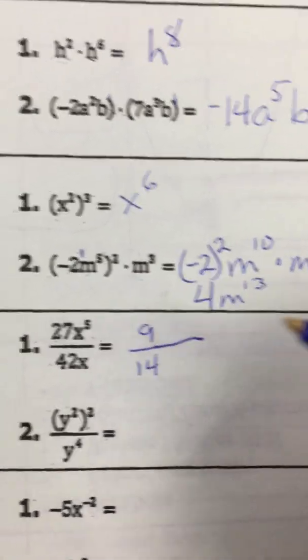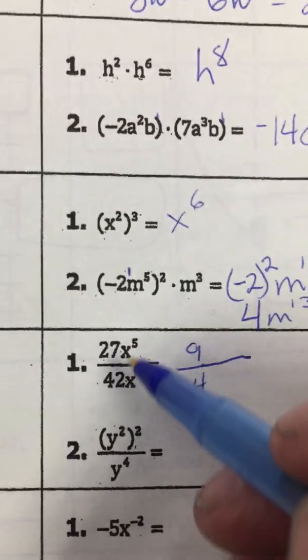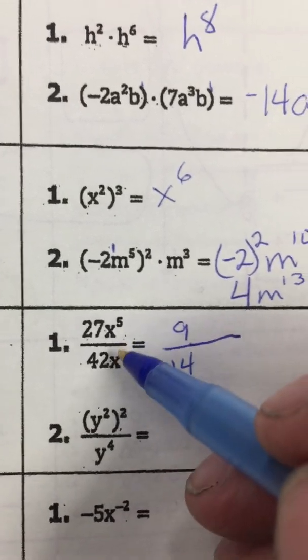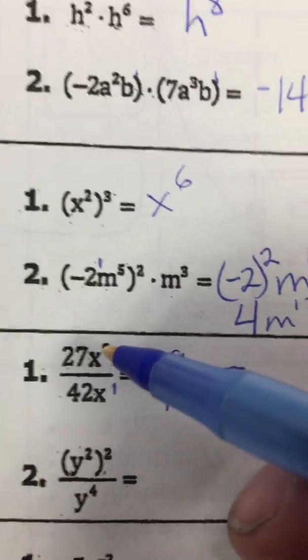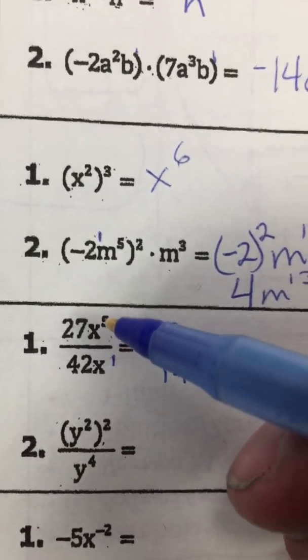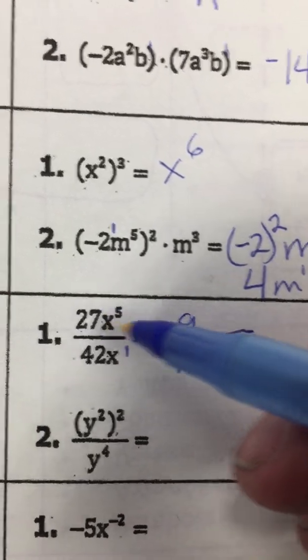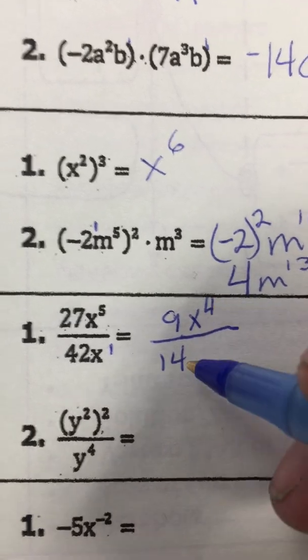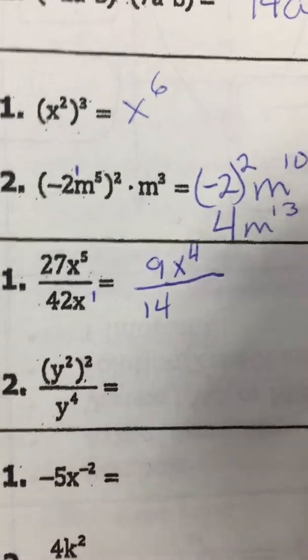If there's only one answer on a multiple choice, you don't even have to worry about the rest of it. Now, x's. I got x to the 5th and x to the 1st. It's division. When I'm done, I need to have a single x piece, and it needs to be a positive exponent. So I'm going to take the 5 and subtract the 1. That means I have x to the 4. Are the leftovers on top or bottom? There were more on top to start with, so that's where the leftovers are going. So I have 9x to the 4th on top, all over 14, and that's the answer you would look for.